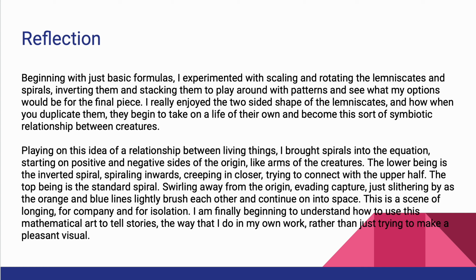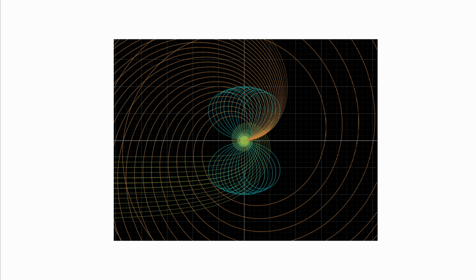And so this student was looking at the relationship between living things and brought spirals in, thinking about the origin kind of as a point, and then the spirals were the arms of the creatures. So I really love getting these reflections because I always wonder, what makes you see this image? And so this to me, I can definitely see what the student's saying in the reflection. If I hadn't seen the reflection, I would have thought this was like the old screensaver that we used to have on my computer when I was in middle school.